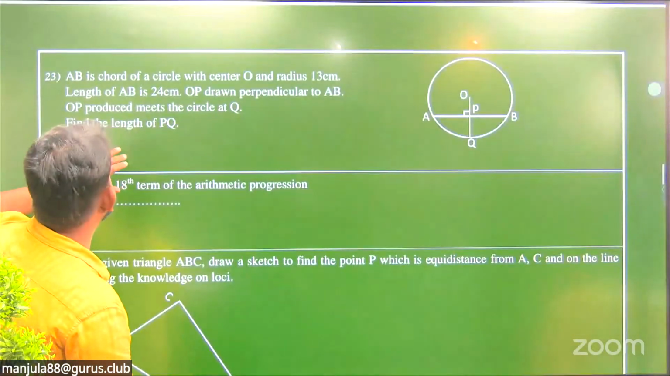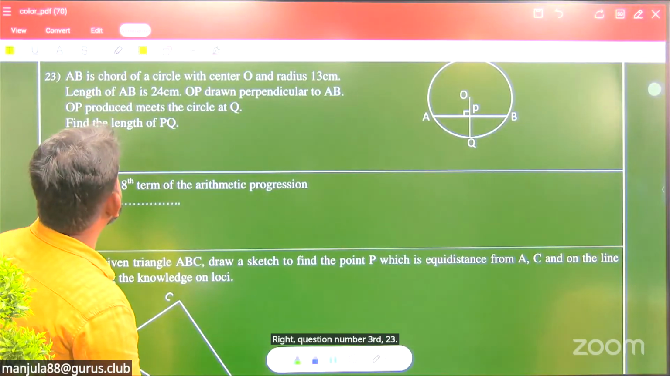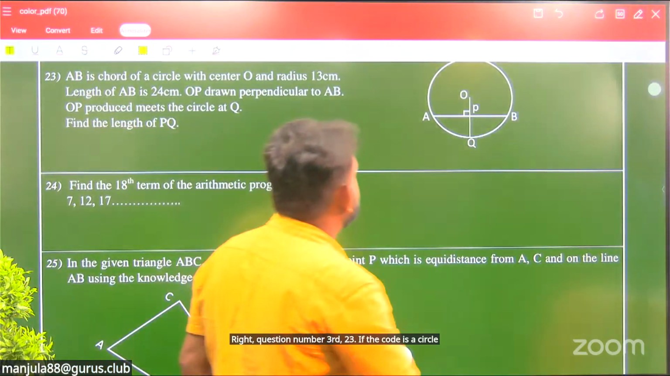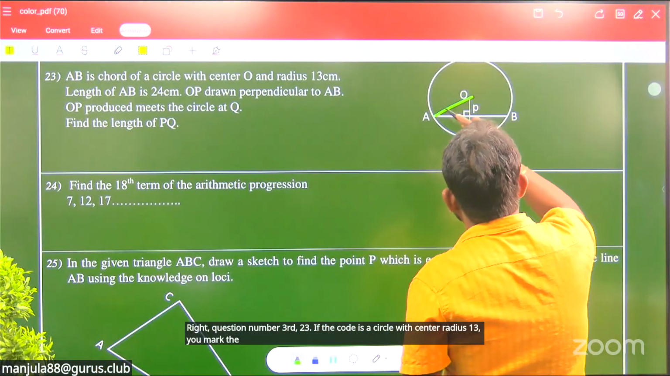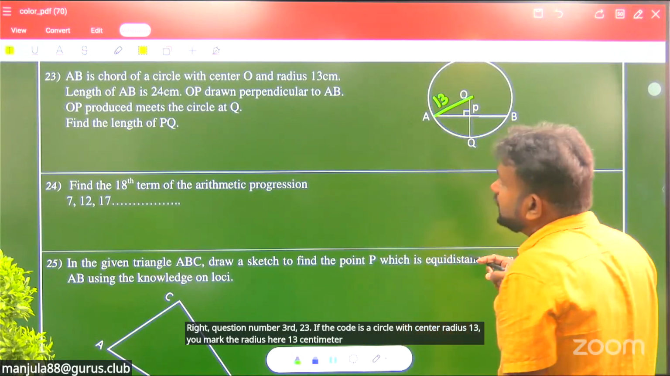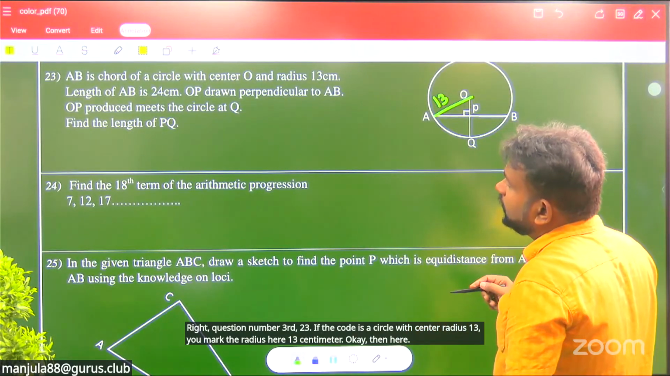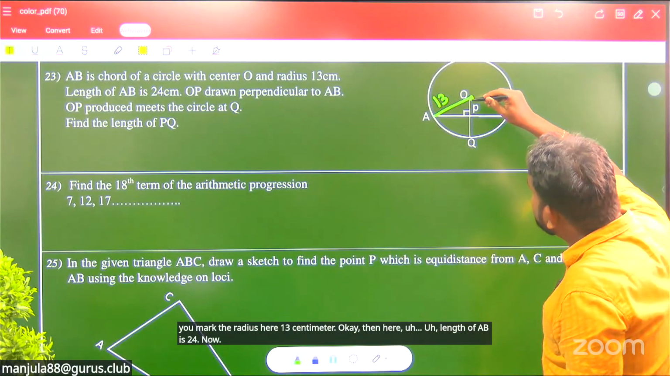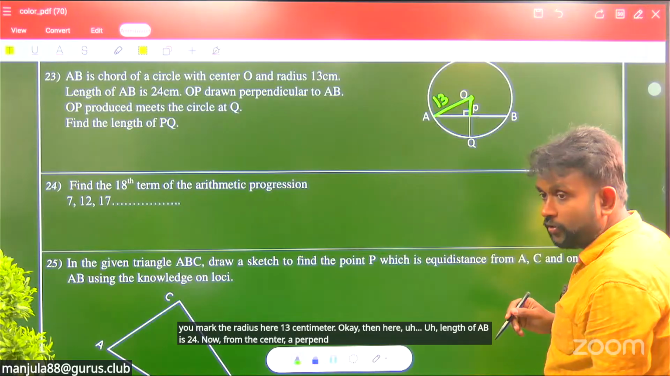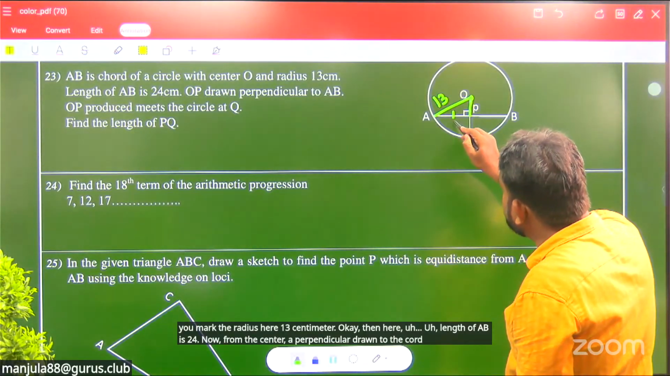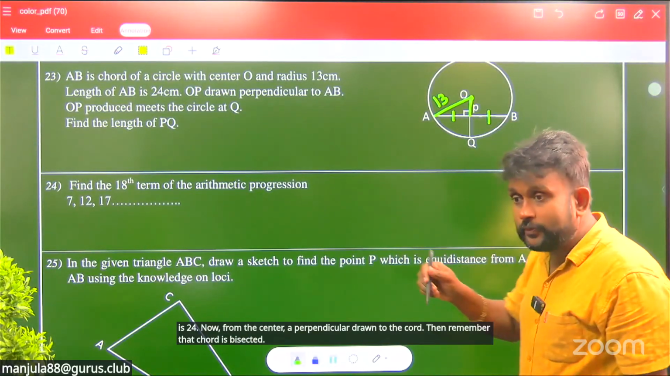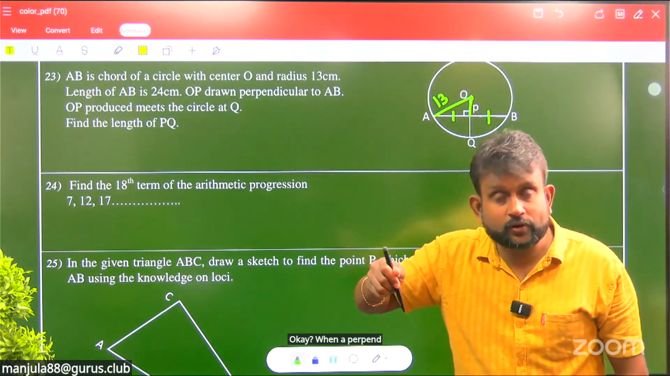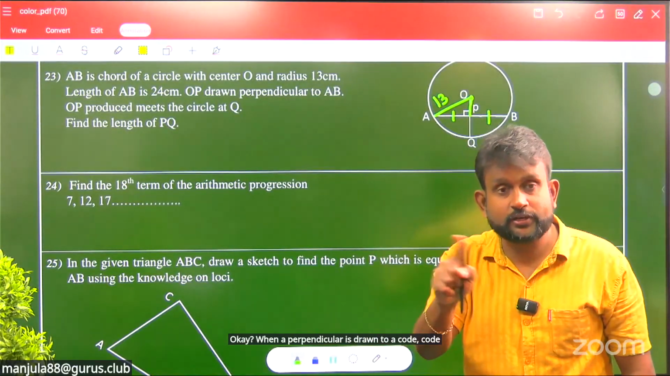Right, question number 23. The chord is in a circle with center O and radius 13, so you mark the radius here as 13 centimeter. Then the length of AB is 24. Now, from the center, a perpendicular is drawn to the chord. Then remember that the chord is bisected, equally divided, when a perpendicular is drawn to it.